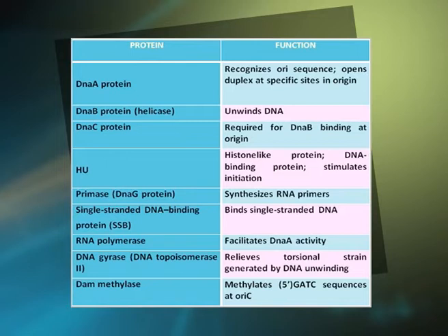The next one is primase, also called DNA G protein, which synthesizes RNA primers. The next is single stranded DNA binding proteins, that is SSB, which bind single stranded DNA. RNA polymerase facilitates DNA A activity. DNA gyrase, also called DNA topoisomerase 2, relieves torsional strain generated by DNA unwinding. The next is DAM methylase, which methylates 5' GATC sequences at ORI-C.